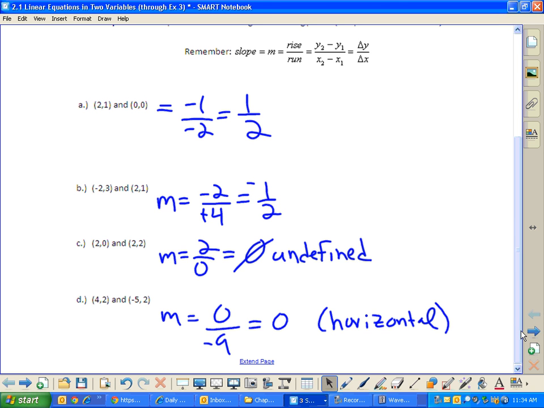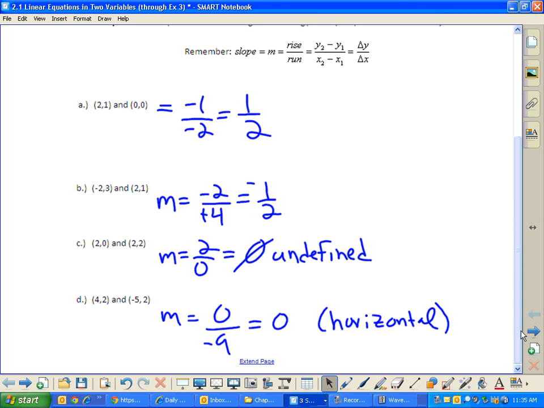Part C, that's undefined. We can't divide by 0. Nobody can divide by 0. If you think about it, it actually makes sense. You're trying to take a number and divide it no ways. That can't happen. The division actually doesn't take place then. So it's an undefined operation, and that's why we say that's undefined.